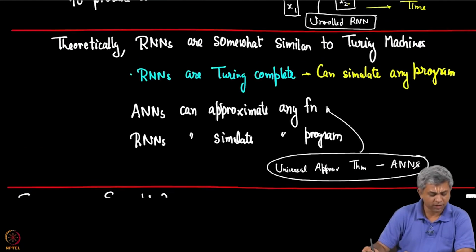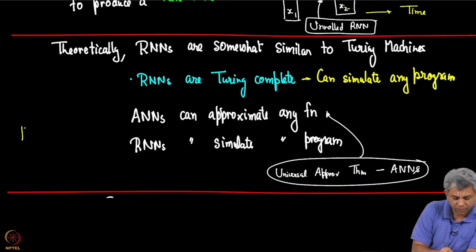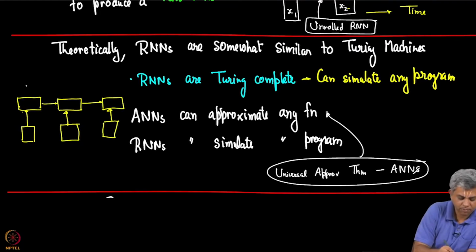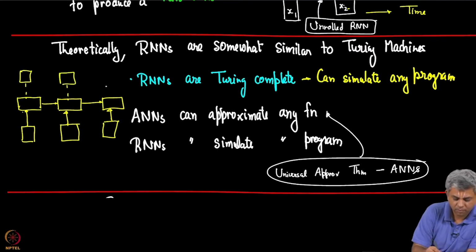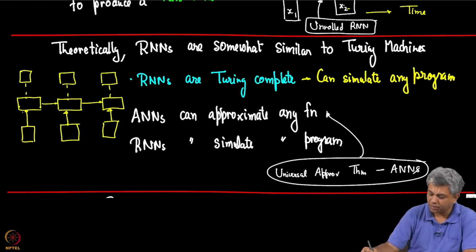So, let us come to the structure of an RNN, okay. Let us take a simple example and explain it via that. Okay, so, remember the structure. Okay. So, let me show you a problem and we will come back to this picture, okay.